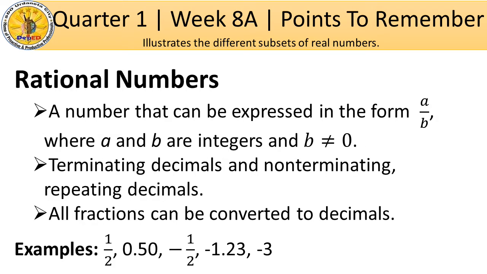Rational numbers: a number that can be expressed in the form a over b, where a and b are integers and b is not equal to 0. These include terminating decimals and non-terminating and repeating decimals. All fractions can be converted to decimals. Examples are the following: 1/2, 0.5, -1/2, -1.23, and -3.